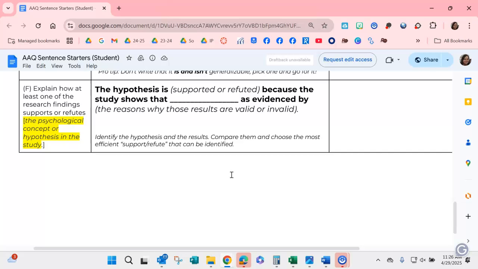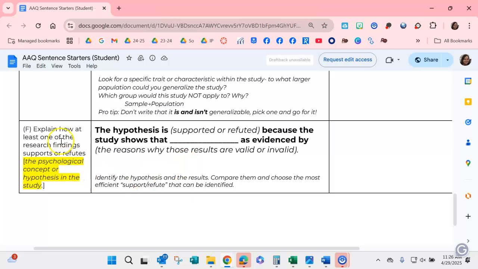This is very similar to what you're doing in the EBQ. So you're saying, explain how at least one of the research findings supports or refutes the psychological concept or hypothesis in the study. So you would say the hypothesis is, whatever they're saying, that starting school at a later hour will lead to better academic scores because the study shows, so it supports that. The hypothesis supports the idea that school should start later because the students who slept later did better on these 3 tests. And then describe that a little bit more.